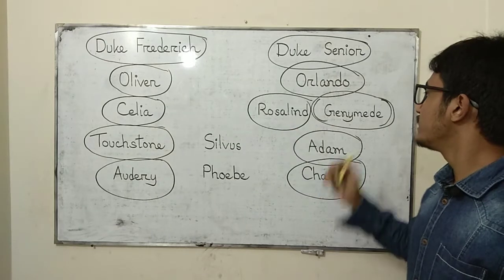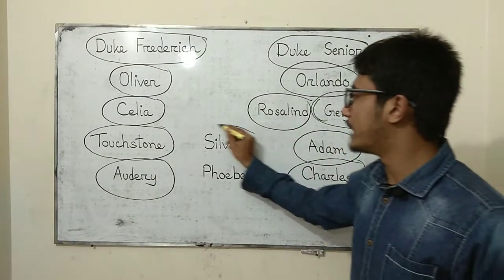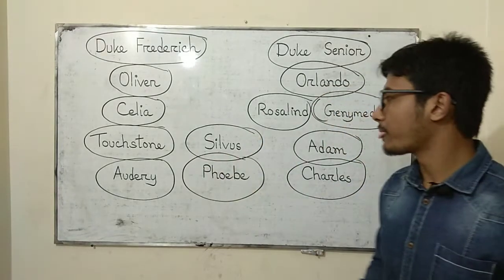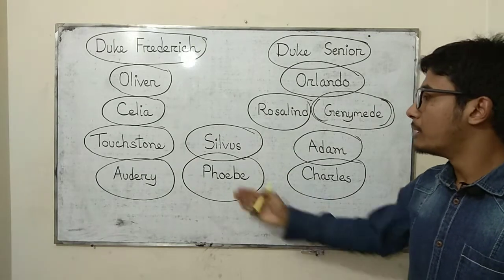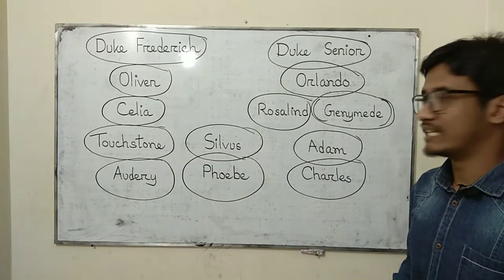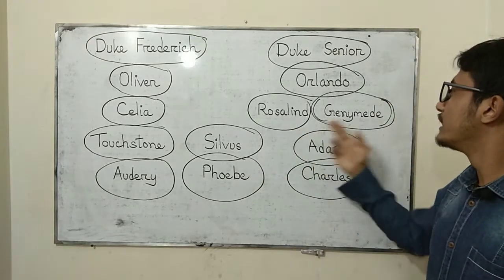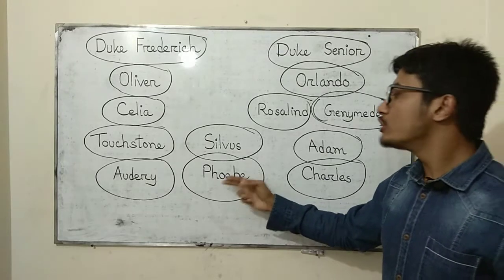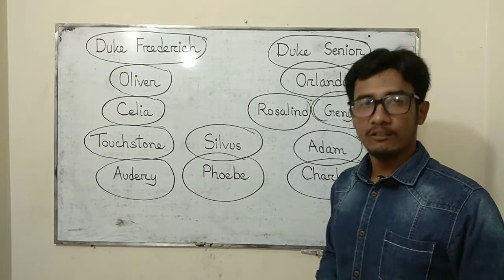So Rosalind, who is in the form of Ganymede, comes across a couple named Silvius and Phoebe. Silvius was expressing his love to Phoebe, but Phoebe was reluctant. She was not responding to the love of Silvius. So Rosalind, in the form of Ganymede, appears and scolds Phoebe for not accepting or not responding to the love of Silvius.